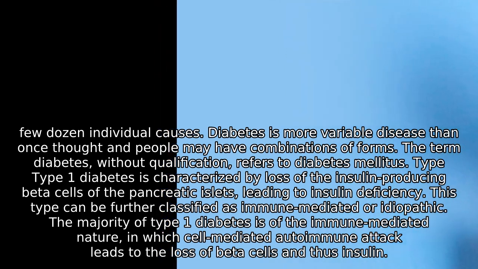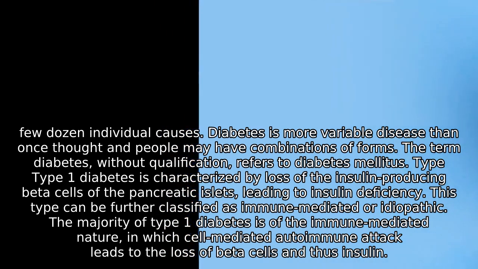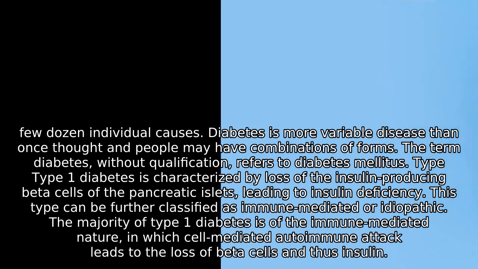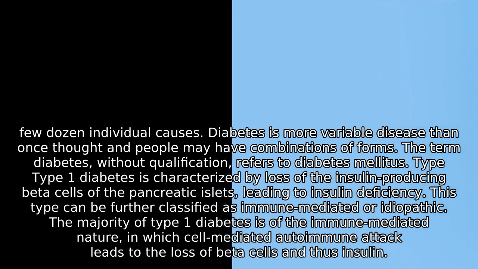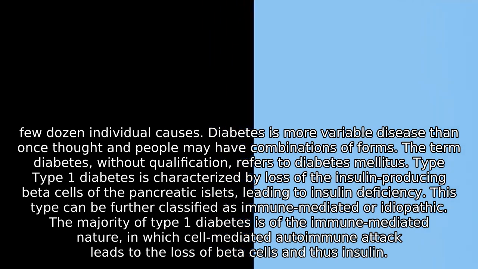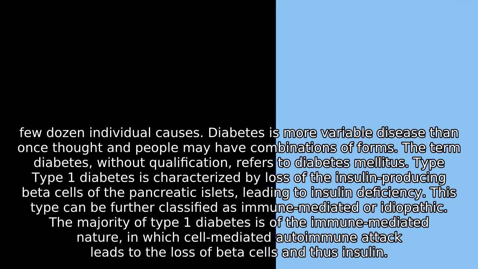Type 1 diabetes is characterized by loss of the insulin-producing beta cells of the pancreatic islets, leading to insulin deficiency. This type can be further classified as immune-mediated or idiopathic. The majority of type 1 diabetes is of the immune-mediated nature, in which a cell-mediated autoimmune attack leads to the loss of beta cells and thus insulin.